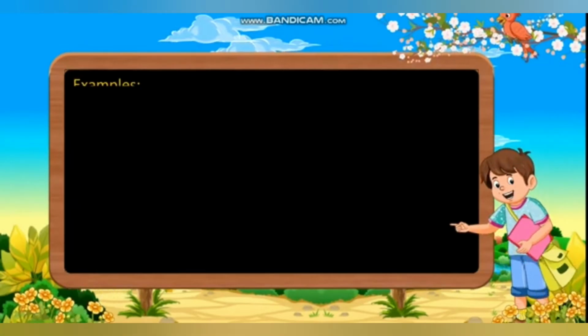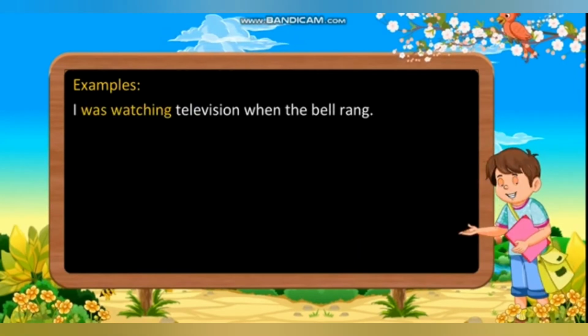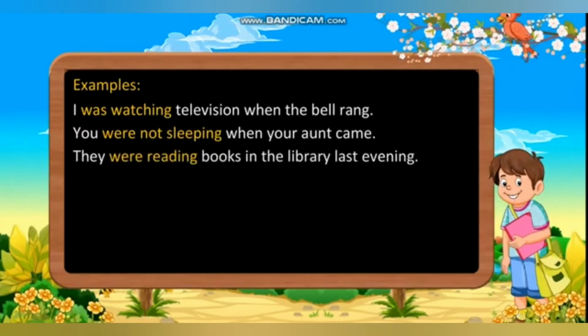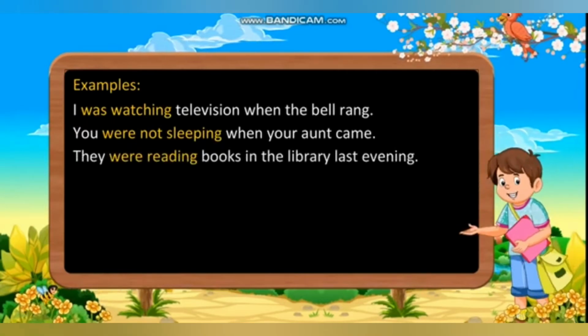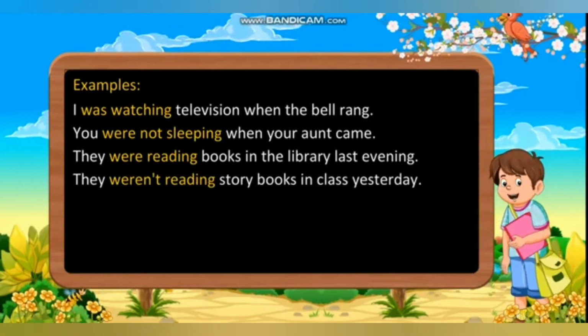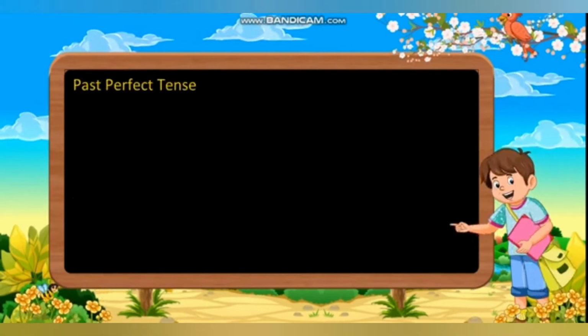Was and were are helping verbs of past continuous tense. Example, I was watching television when the bell rang. You were not sleeping when your aunt came. They were reading books in the library last evening. They weren't reading storybooks in class yesterday. Were they planning to go out yesterday?